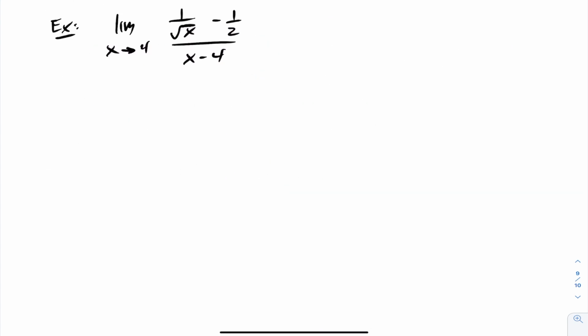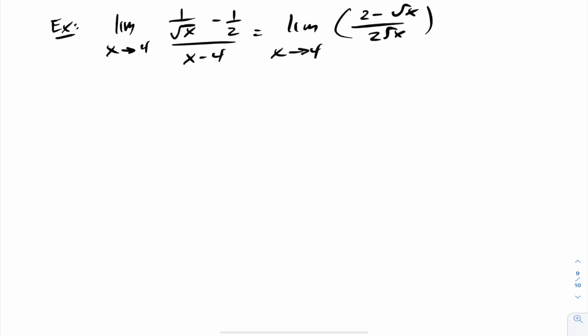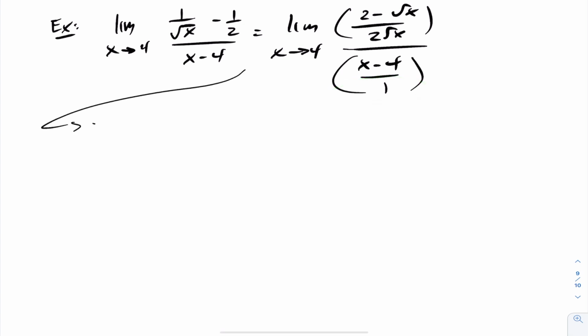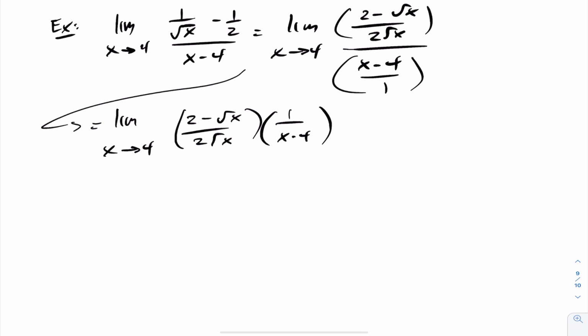So for this question here, we want to evaluate the limit as x goes to 4 of this expression. Right away when looking at this, you want to make this look simpler. So right away I'm going to get a common denominator in the numerator, in which case this will be 2 minus root x over 2 root x. Take that entire expression and divide it by x minus 4. So now we have fraction divided by fraction, right? I can put this over a 1, and when you have fraction divided by fraction, if you remember, you can multiply by the flip. So this would be 2 minus root x over 2 root x times 1 over x minus 4.